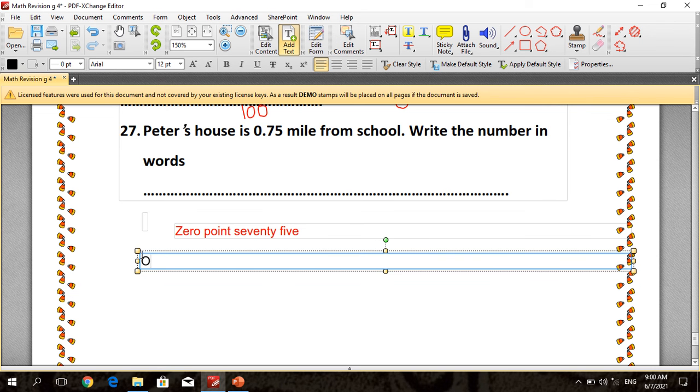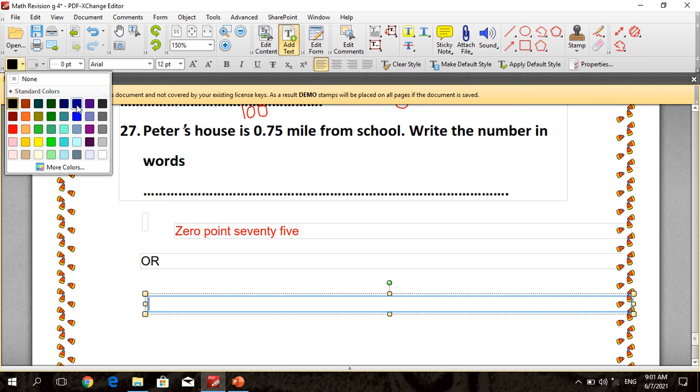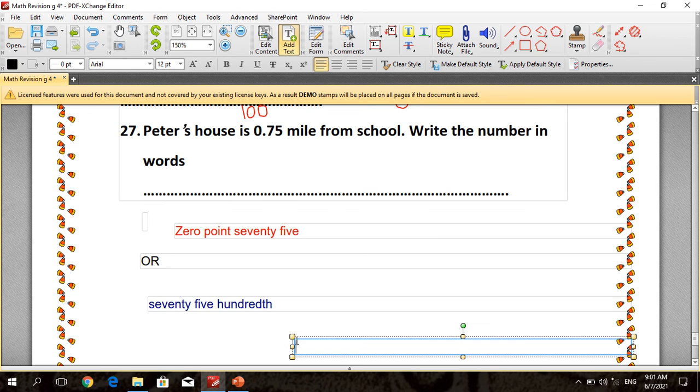Or you can write it in another way. It's 75. The decimal point here is after 2 digits, so that's hundredths. So that's 75 hundredths. Both are correct. Choose whatever you like, okay?